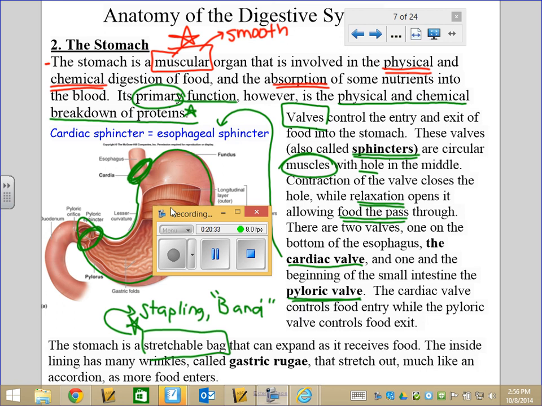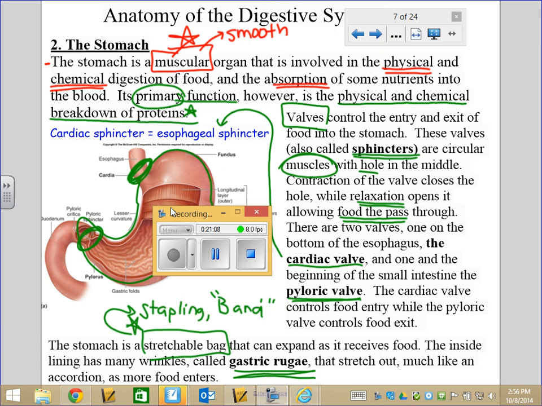The inside of your stomach has all of these little wrinkles, and this is the name for them, gastric rugae. And kind of like an accordion, they stretch as food enters. So your stomach is made out of muscles. Very specifically, there are muscles at the beginning and the end of your stomach. And your stomach is a big stretchable bag.